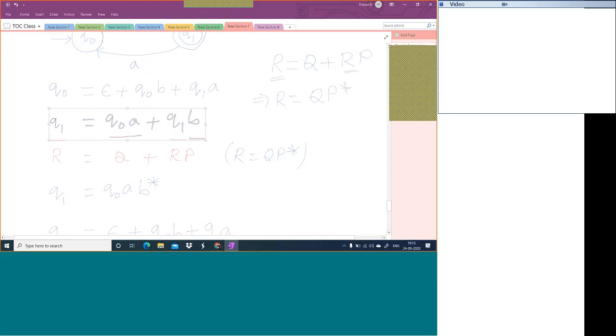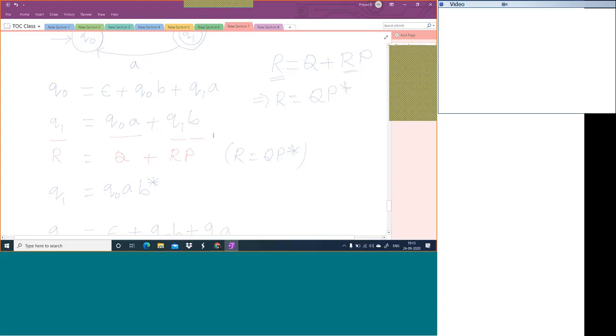Here, this is Q1. I am taking this as R. This Q0 A, this whole I am taking as Q plus Q1. See, this is Q1 and this is also Q1. So this Q1 I took as R. So this Q1 will be R and this is B, which is P.